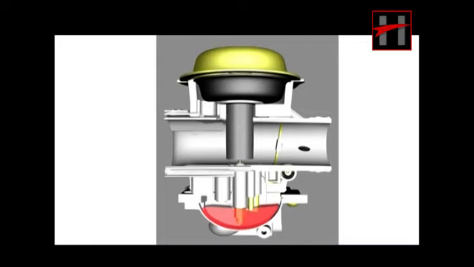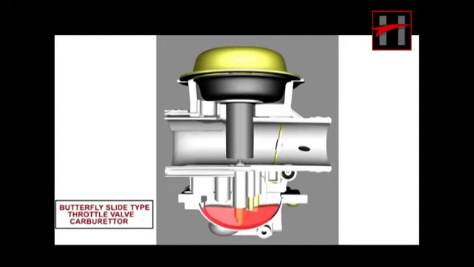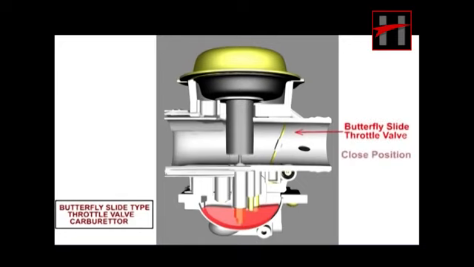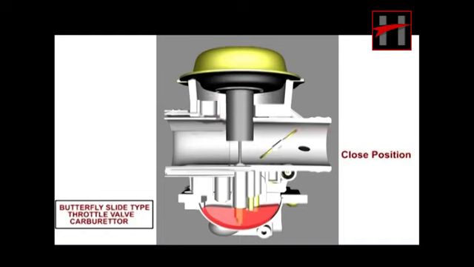What you see on the screen is a butterfly type throttle valve carburetor. In this type of carburetor, both the butterfly valve and the piston valve are incorporated. As you can see, the butterfly slide valve is located after the piston valve and is controlled by the throttle cable. When the butterfly valve is opened, the velocity of gas in the passage increases due to suction of the engine and pressure drops at the venturi area.